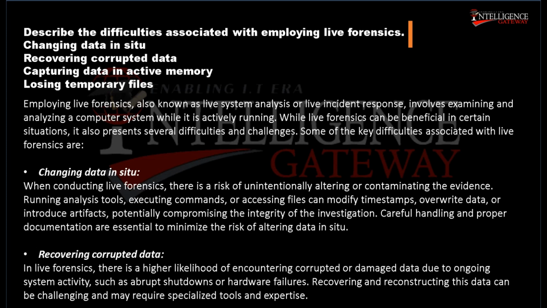Recovering corrupted data. In live forensics, there is a higher likelihood of encountering corrupted or damaged data due to ongoing system activity, such as abrupt shutdowns or hardware failures. Recovering and reconstructing this data can be challenging and may require specialized tools and expertise.